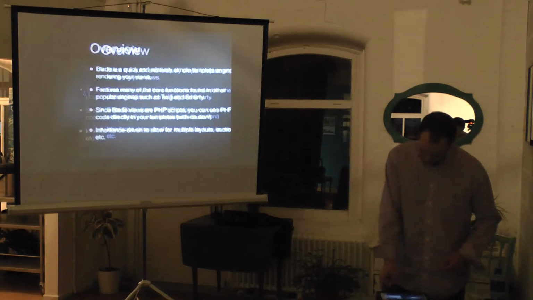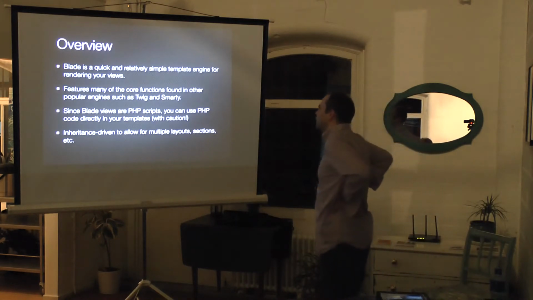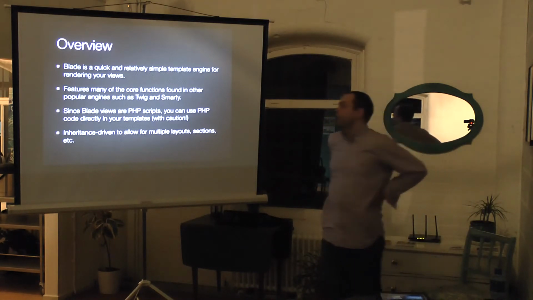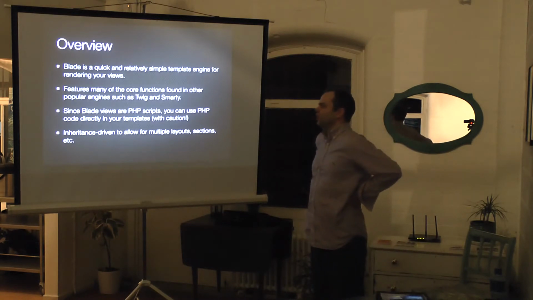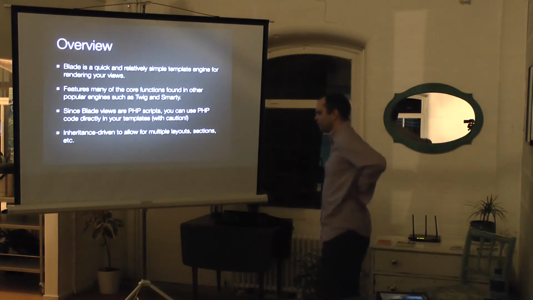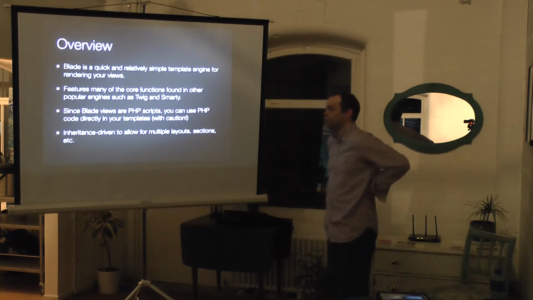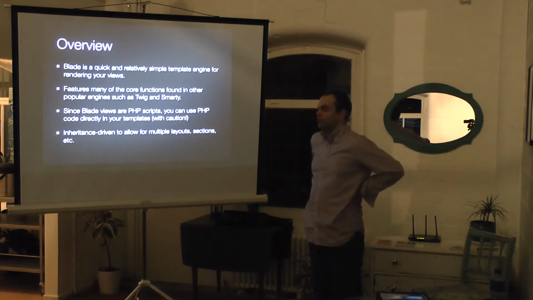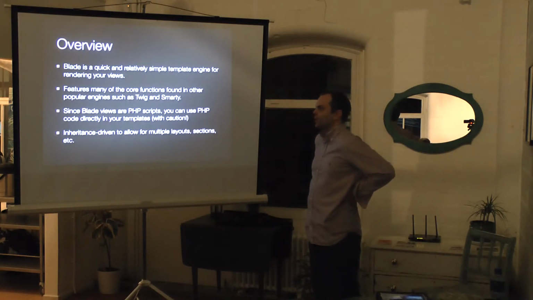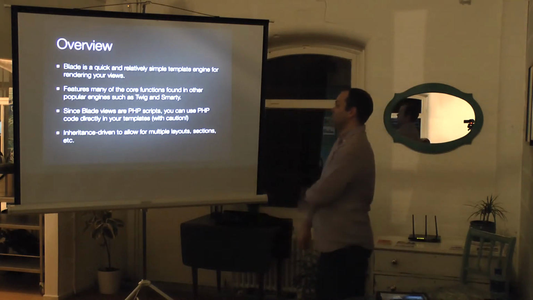So Blade, the template engine. Blade is a quick and relatively simple template engine for rendering your views. Laravel doesn't use a pre-existing library for doing its views and templates, which is a little strange. There are two very solid libraries out there, Smarty and Twig. Taylor Otwell, the guy who created Laravel, has decided to go down his own route and create Blade, which is a very simple but quite functional templating engine. It features many of the core functions found in other popular engines.